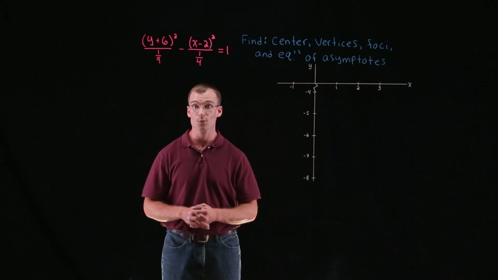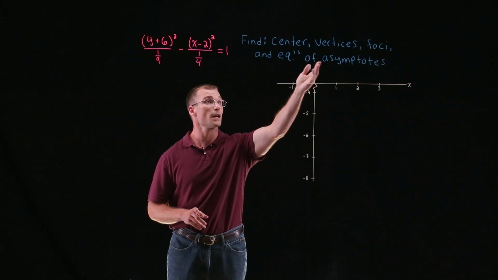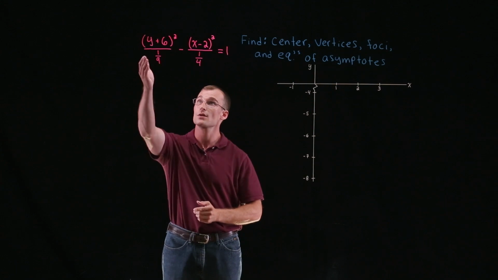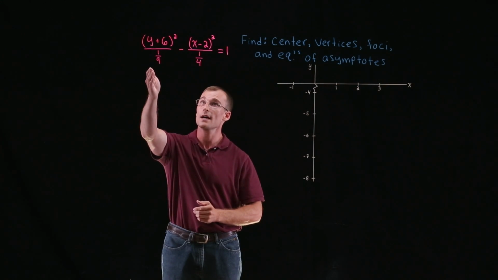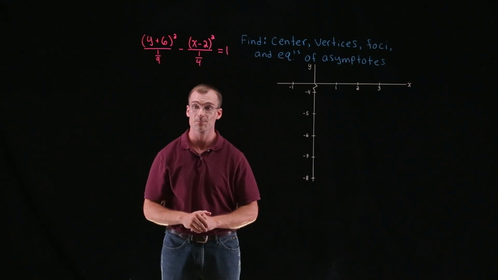Welcome everyone, I'm Adam. In this problem, we're going to be finding the center, vertices, foci, and the equations of our asymptotes of the hyperbola given by the equation (y plus 6) squared over 1/9 minus (x minus 2) squared over 1/4 equal to 1.